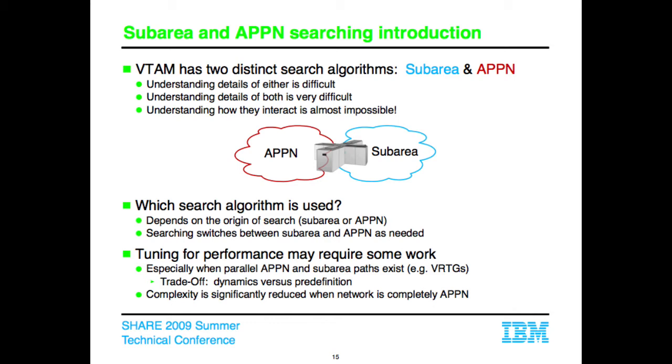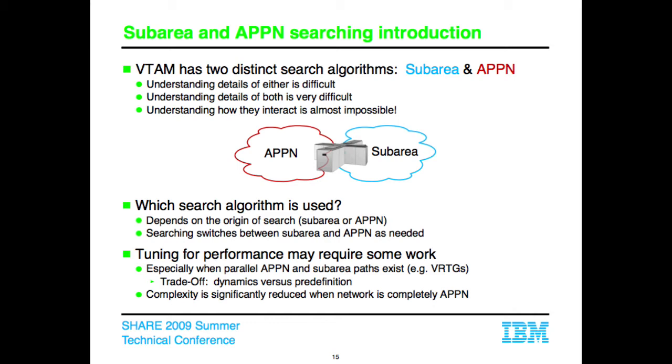All right? Now each of those two algorithms, subarea and APPN, have a way to pass the search request over to the other side so that the other side can do searching. In a subarea network that's done with ADJSSCP tables, as you'll see. In the APPN network you'll see that the subarea side is actually searched as part of an extension of a network node's end node search, if you will. Now, if you want to tune these things for performance, it's going to take a little bit of work, especially if you've got both APPN and subarea paths between the same two VTAMs. If you don't care which path is being used, then you can pretty much let it go, and everything will probably work fairly well.